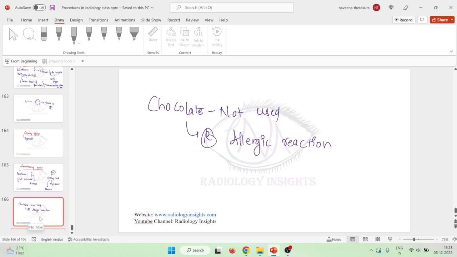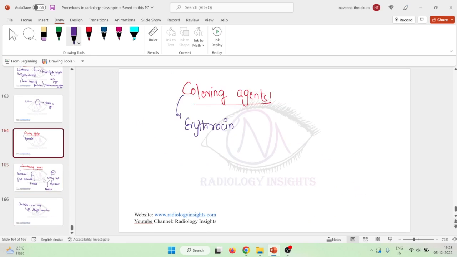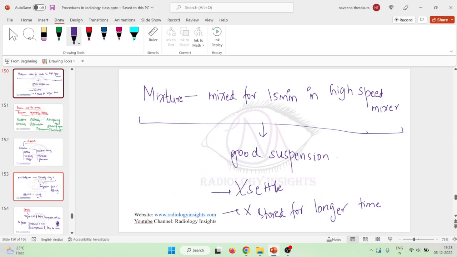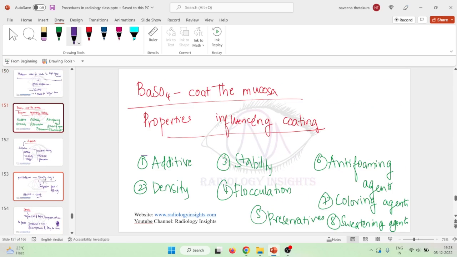So these are the important properties of the barium which can facilitate or decrease the coating of barium on the mucosa. Thank you.